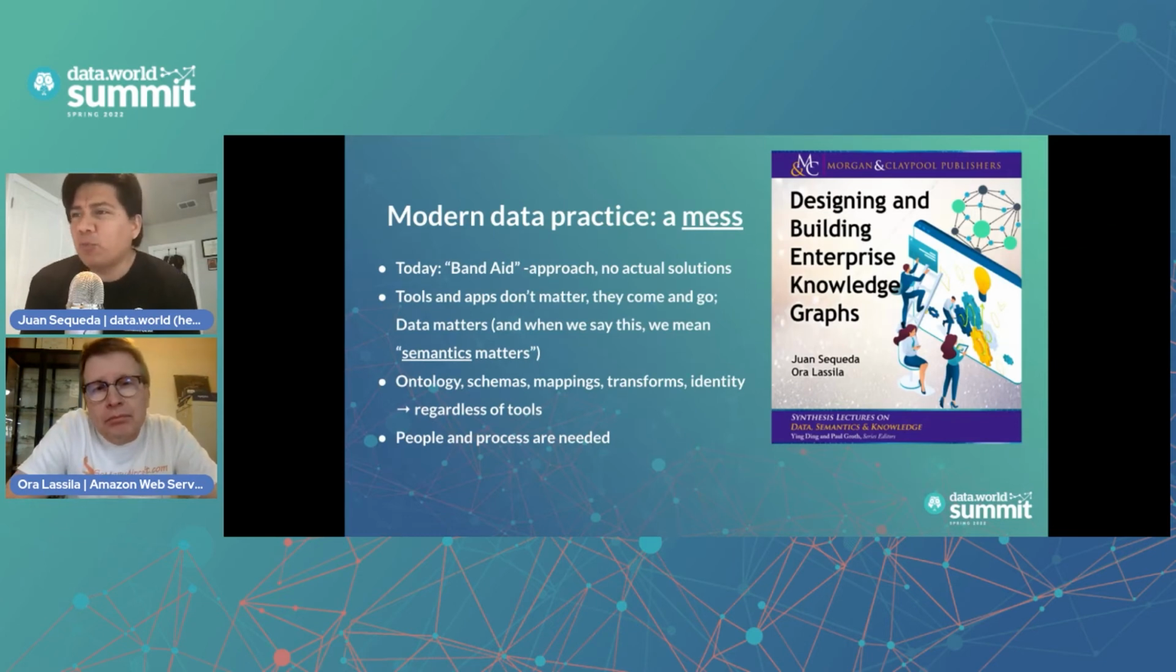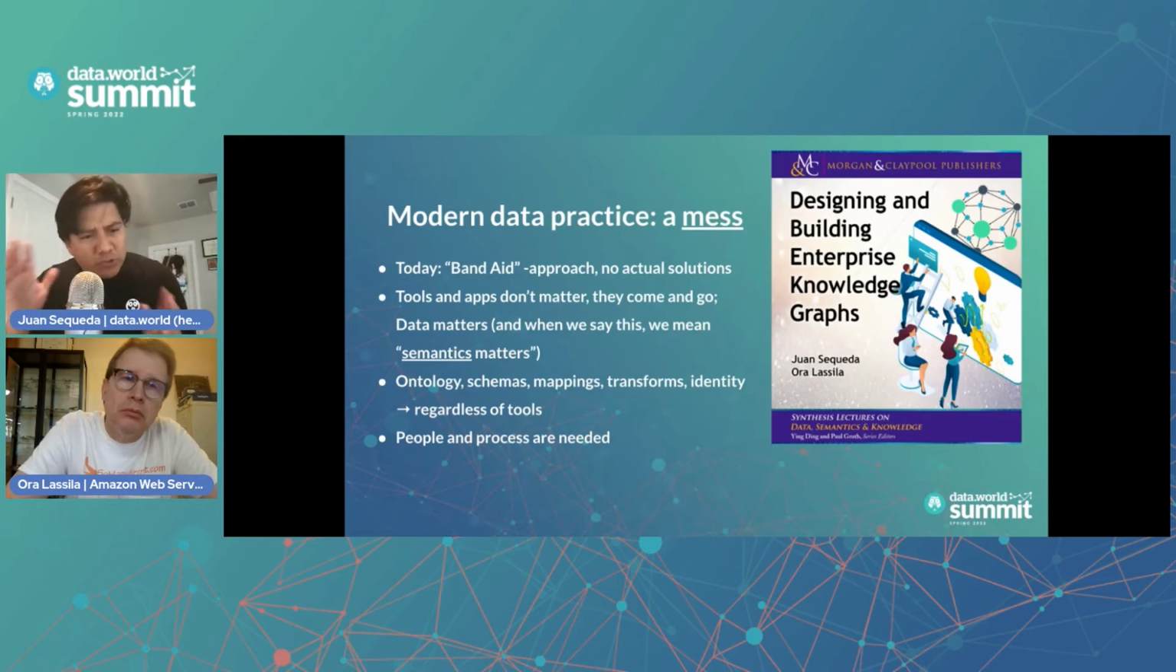And we have here some words. Let's go through them: ontologies, schemas, mappings, transforms, identity. And I think these are the things that we need to start thinking about more today, which frankly we're not doing. We're starting to see this now, right? I think tools like dbt are bringing in transformations as a first-class citizen, and I think that's a fantastic first step. But we need to go more.